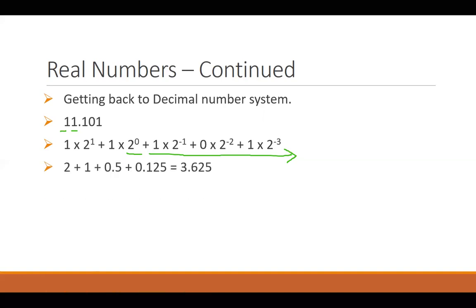The answer to this would be very simple. This would be your 2, this would be 1, this would be 0.5, and this here is going to be 0.125.